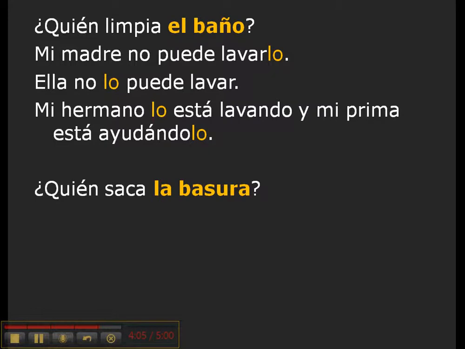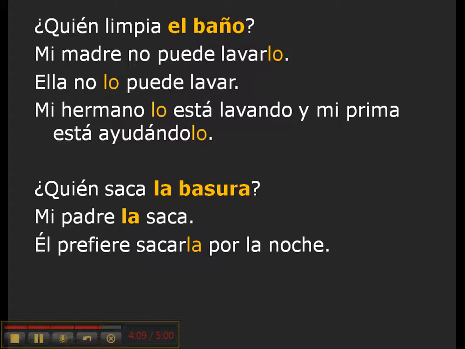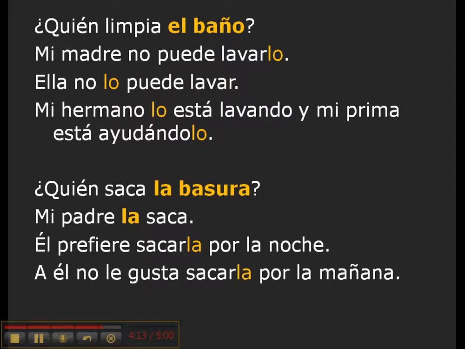¿Quién saca la basura? Mi padre la saca. Él prefiere sacarla por la noche. A él no le gusta sacarla por la mañana. And if he was taking the trash out right now this minute, mi padre está sacándola ahora mismo. So that's it with the placement of the direct object pronouns.